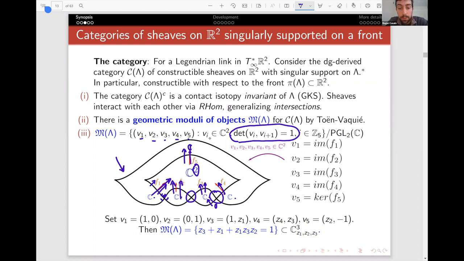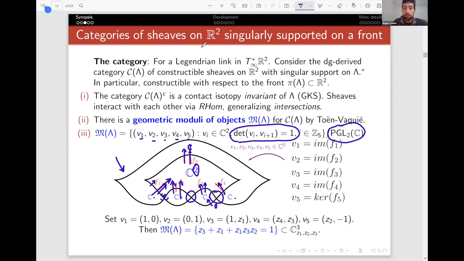It's five-tuples of vectors such that Vi is transverse to Vi plus one. You can actually ask the determinant to be one. And then there's the action of PGL2 of C on the whole C2 in the middle. And that is the space.